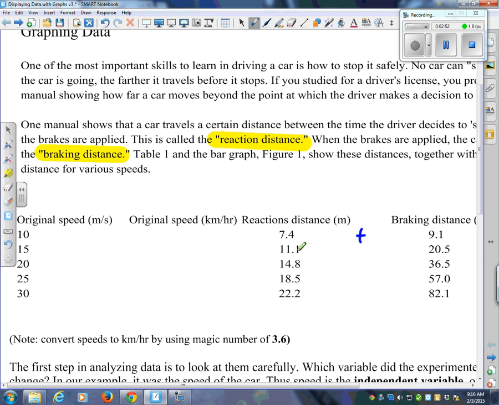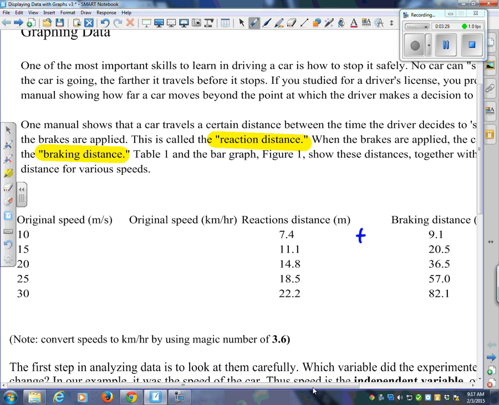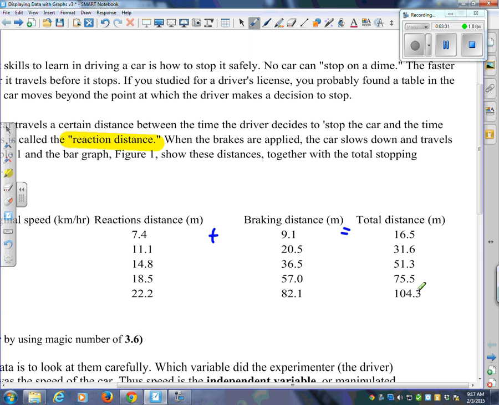Did the reaction time change? Does your reaction time depend on how fast you're going? No, the reaction time didn't change. How come the reaction distance changed? Because you're going faster. And the faster you go, it takes 22 meters to get your foot to the brake traveling at 30. Did your reaction time change? No. Does the braking distance change? Yeah, because you're going faster, it takes longer to get to a stop. If you're traveling at 30 meters per second, that's a total distance of 104 meters, about the length of the track.